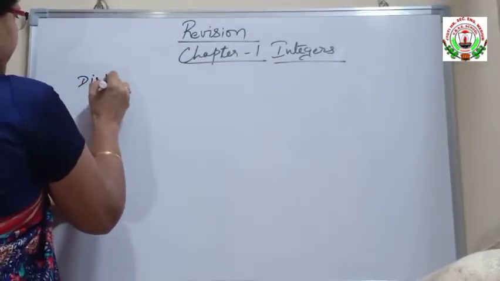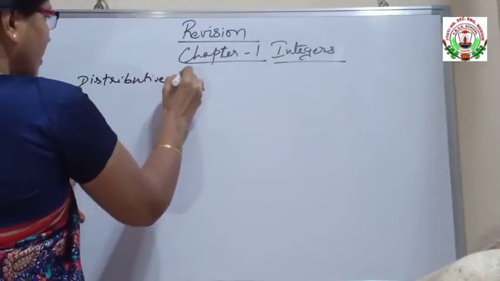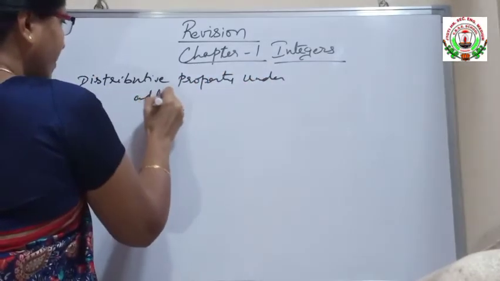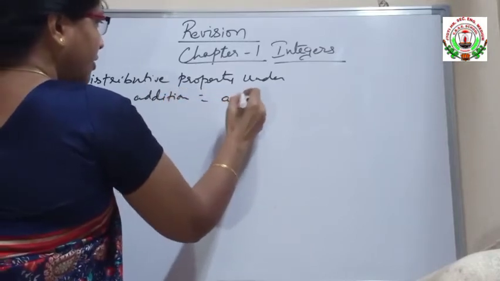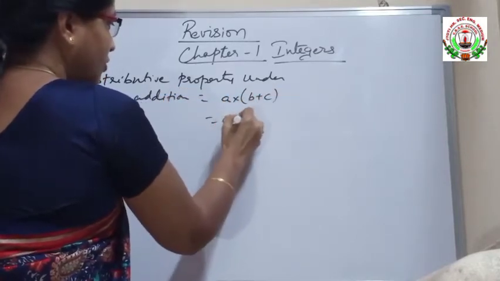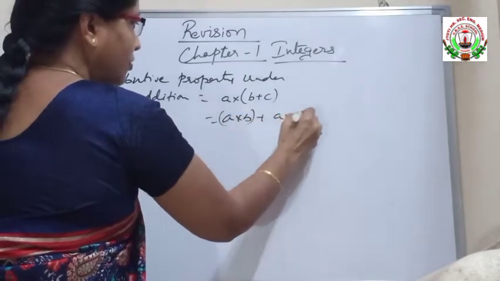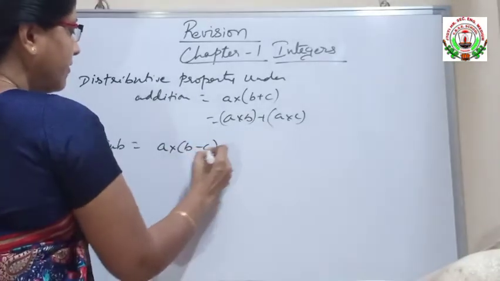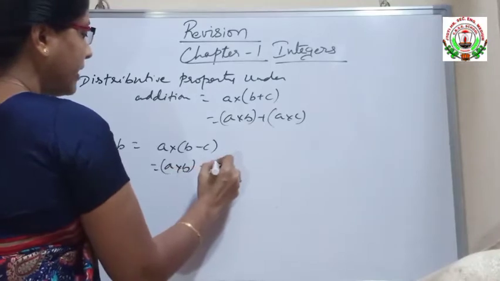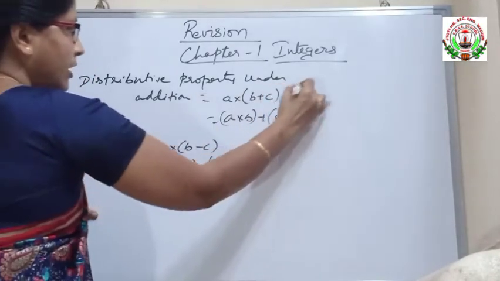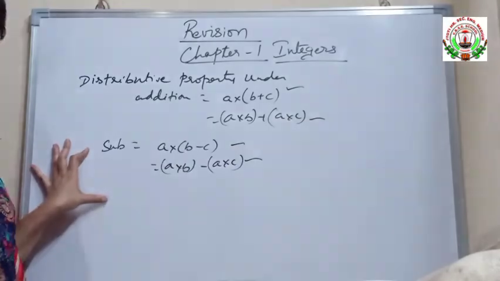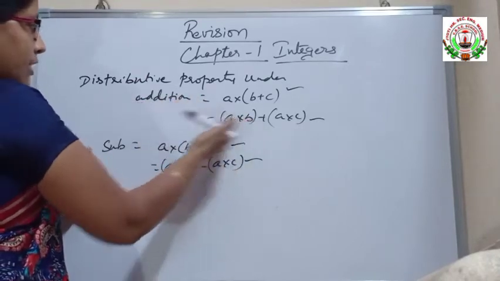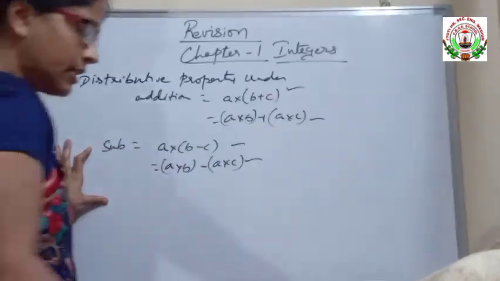Distributive property under addition, that is A into B plus C will be equal to A into B plus A into C. Same wise for subtraction, it is A into B minus C will be equal to A into B minus A into C. These two things we are going to use for solving the questions in our exercises. So distributive property under addition here, distributive property under subtraction here.